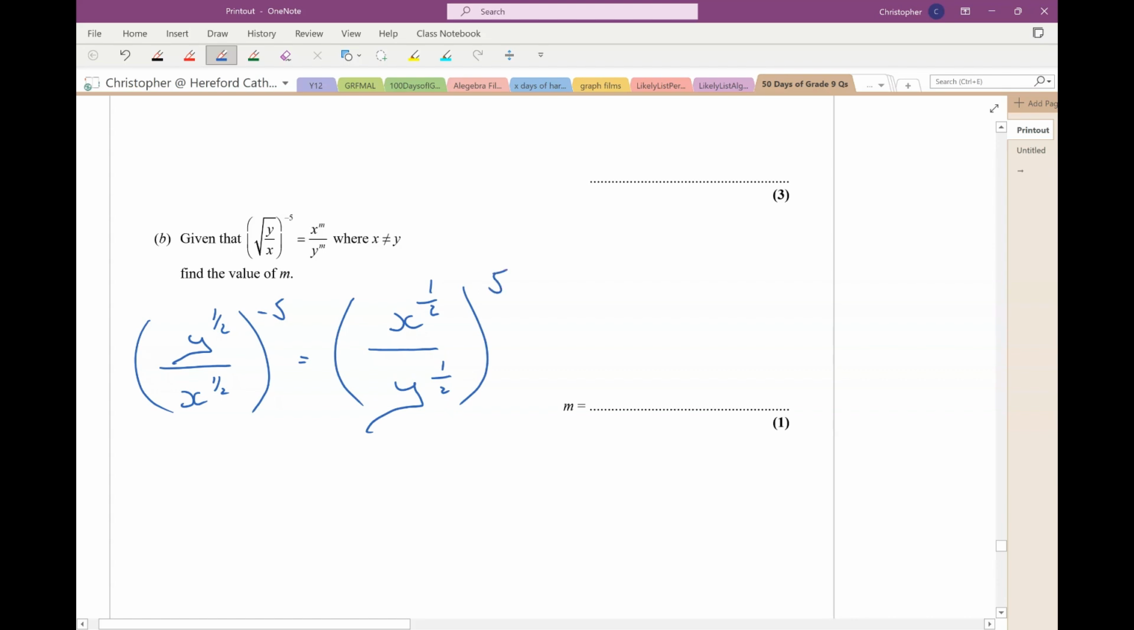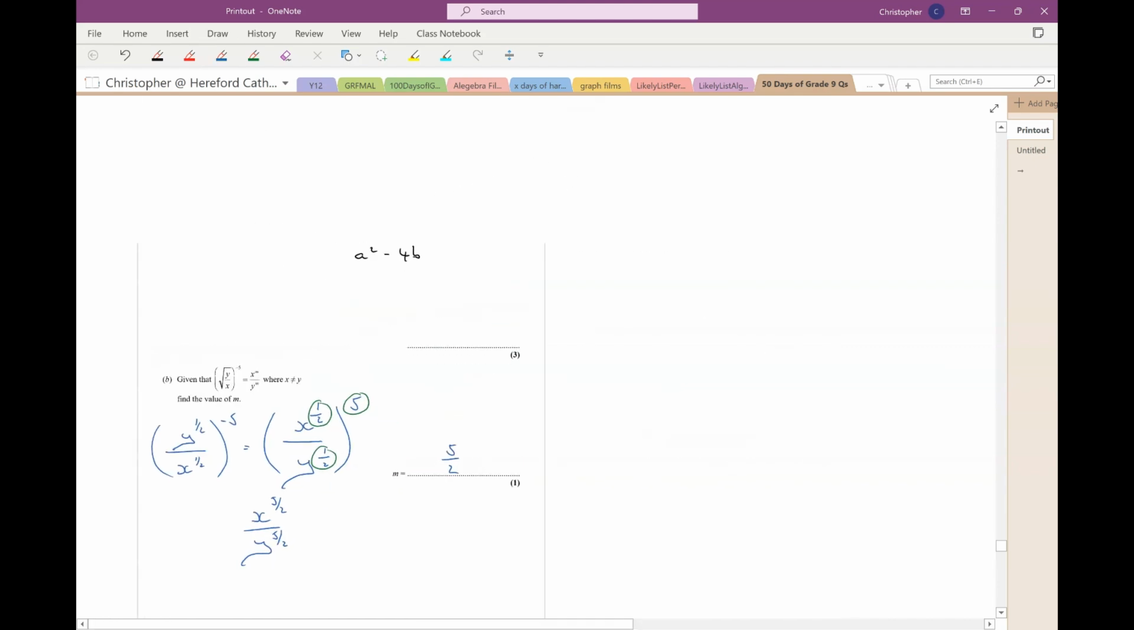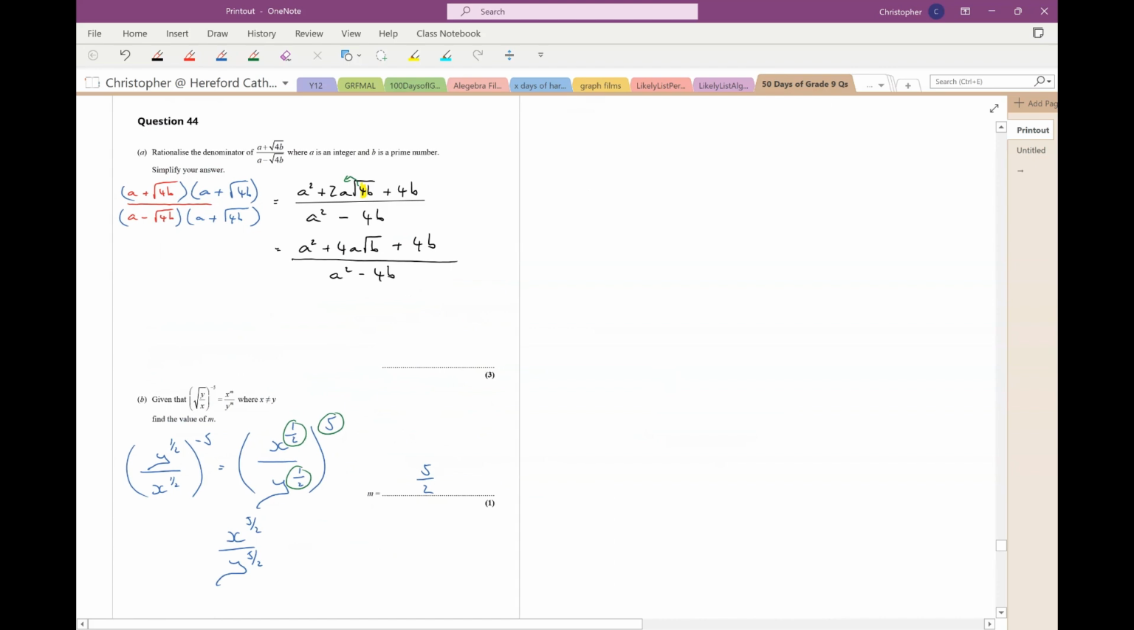Now wait a minute. If I've got x to the power of a half to the power of 5, then I just multiply the powers, don't I? In the same way, I multiply the powers. So that's going to be x to the power of 5 halves over y to the power of 5 halves. So what is m? m is equal to 5 halves. Okay, that is question 44 done.